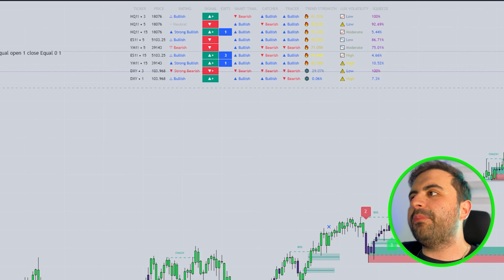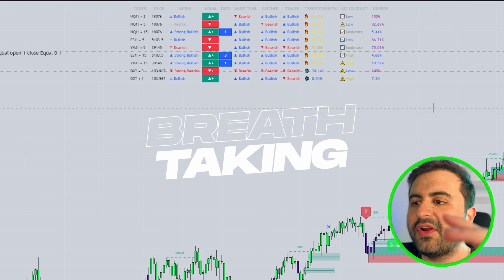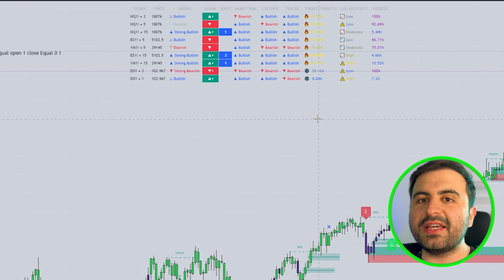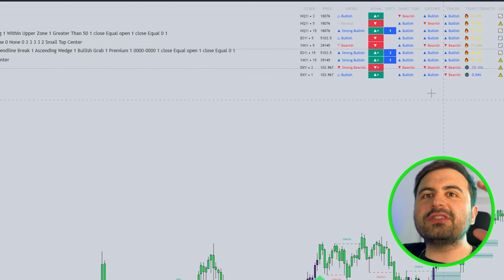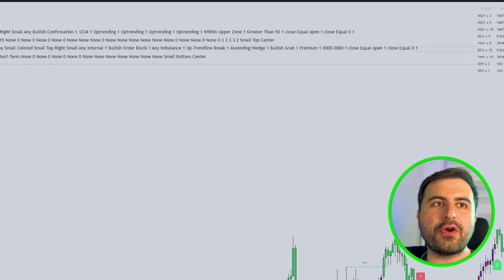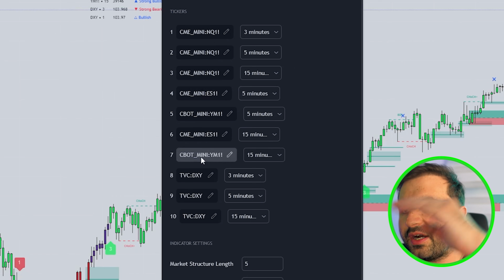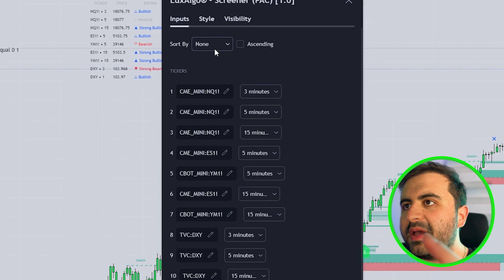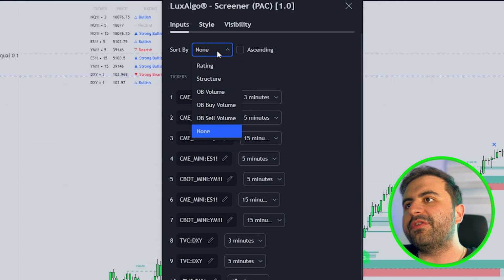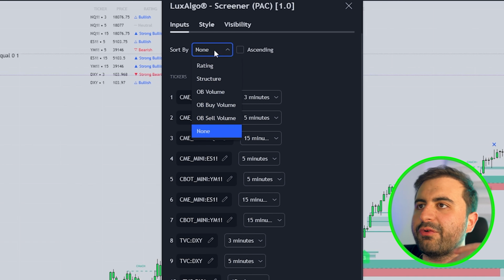It is completely breathtaking here. And the next beautiful thing is the price action concept screener. Now I want to show you how I use that very quickly here. All the tickers are the same, but the one thing to mention is you can also sort everything by the rating, structure, or whatever you want.